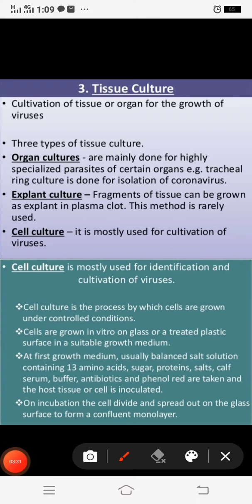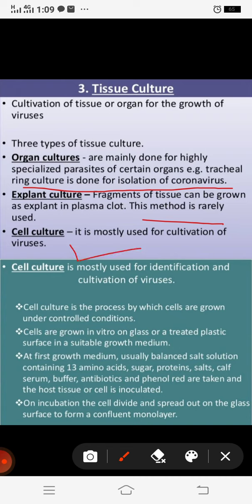First is organ culture, which is mainly done for highly specialized parasites of certain organs. An example is tracheal ring culture, done for the isolation of coronavirus. Second is explant culture, using fragments of tissue. Tissues can be grown as explants in plasma clot. This method is rarely used. And third is cell culture, which is the most used method for the cultivation of viruses.